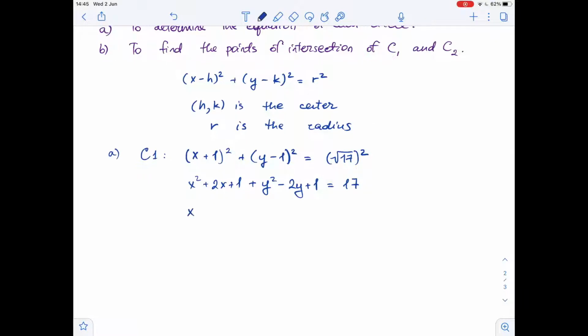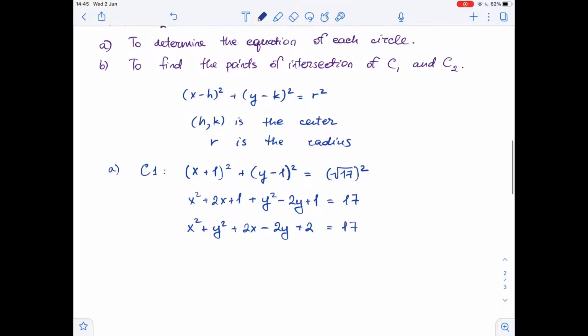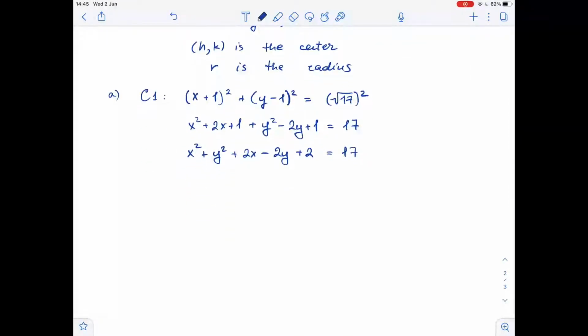Again, let's simplify this expression on the left side. So this is x^2 + y^2 + 2x - 2y + 2 is equal to 17. Now we will subtract 17 from both parts of our equation, and we will get x^2 + y^2 + 2x - 2y - 15 is equal to 0. And this is our final equation of the circle C1.